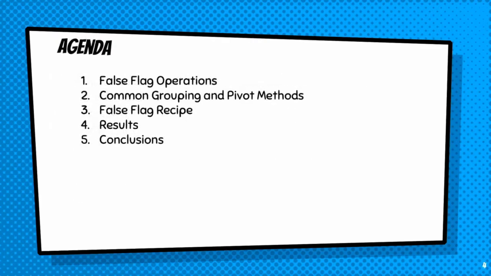From an agenda, I divide this out into five sections. First, I briefly talk about false flag operations and what those operations look like, where we may have seen them in the past, as well as different concepts revolving around how false flag efforts work. Also, I'm going to be talking about common grouping and pivoting methods.